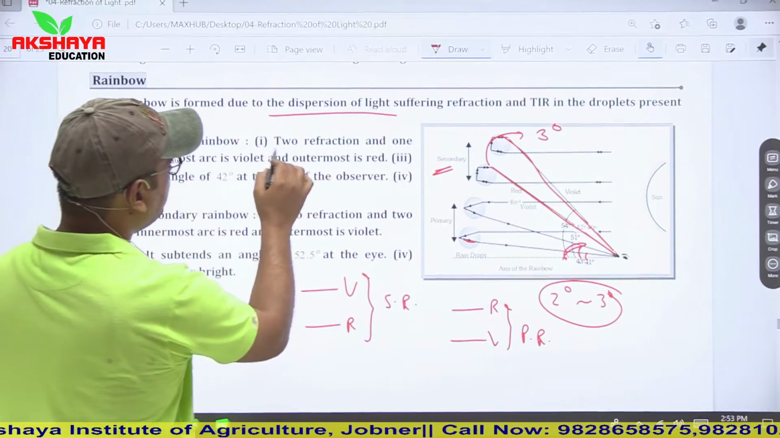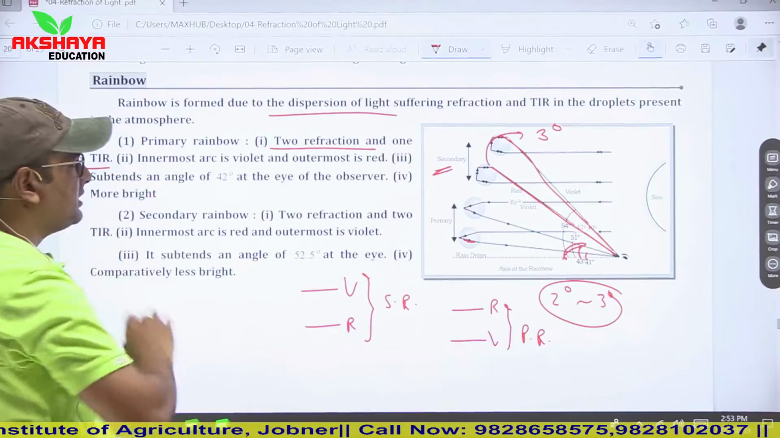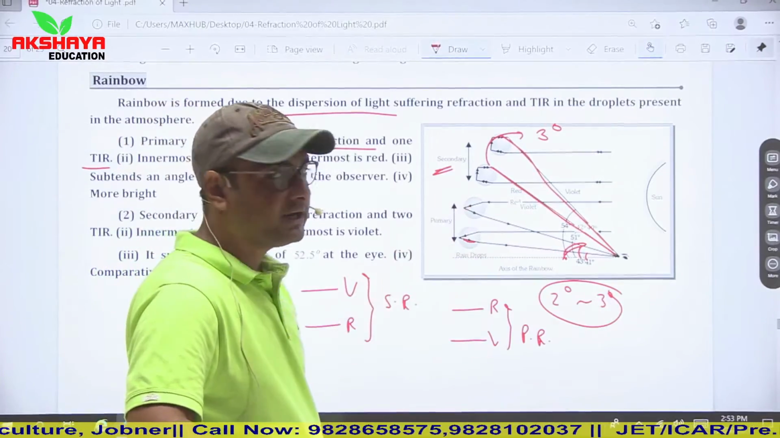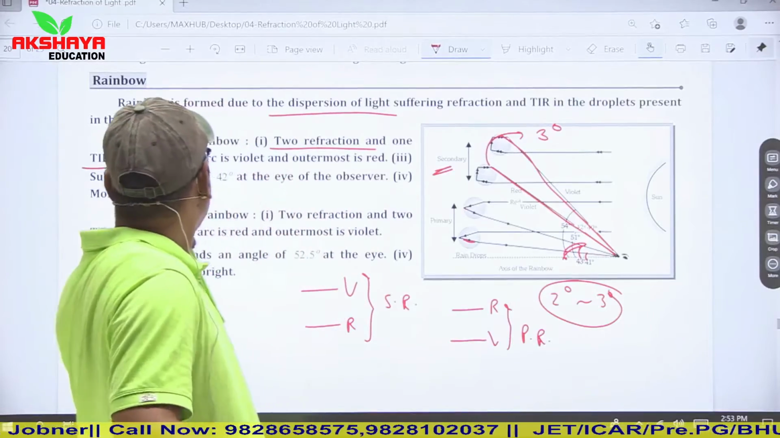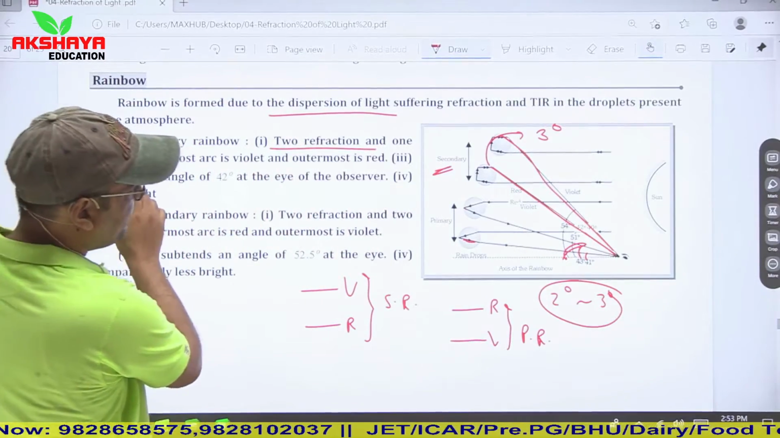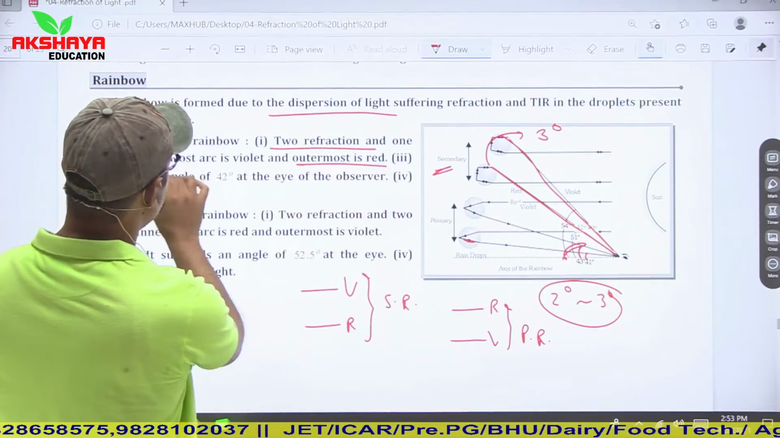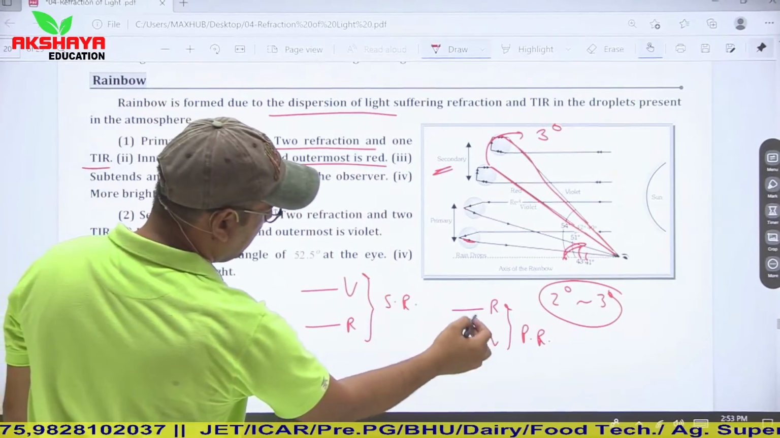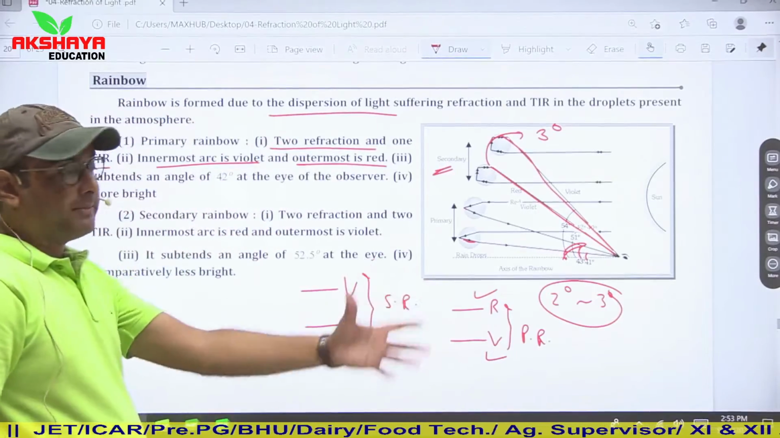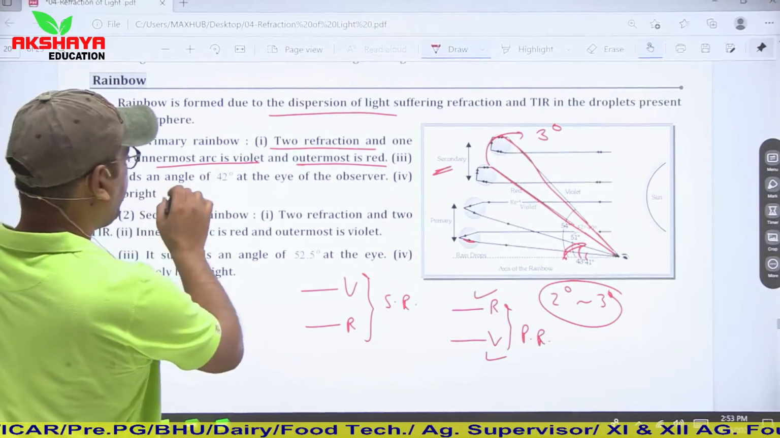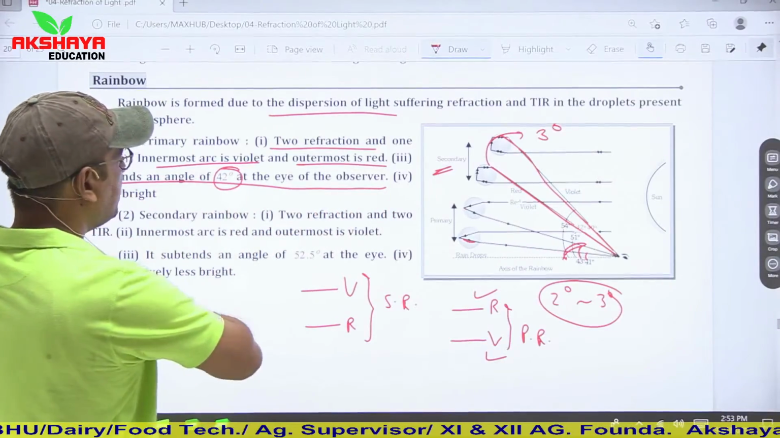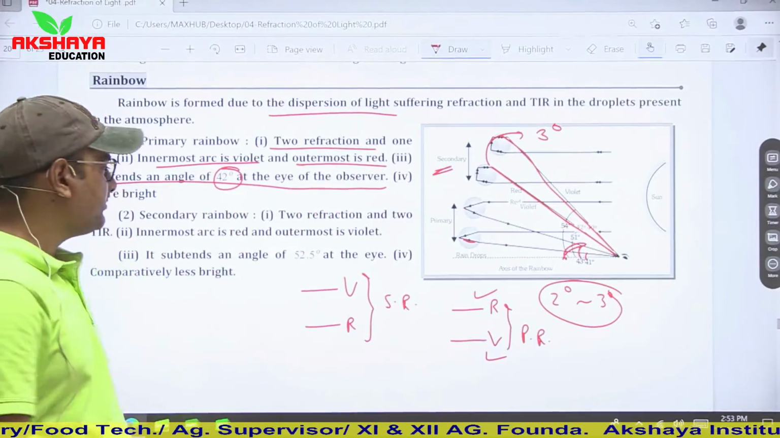In primary rainbow, 2 refraction and 1 TIR. So in primary rainbow, we can clearly see that 2 times light is refracting and 1 time it is TIR, total internally reflecting. Outermost is red and innermost is violet. This is primary rainbow. It subtends an angle of 42 degree at the observer's eye.